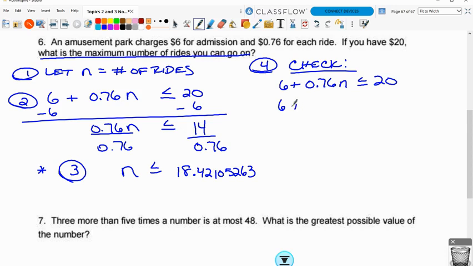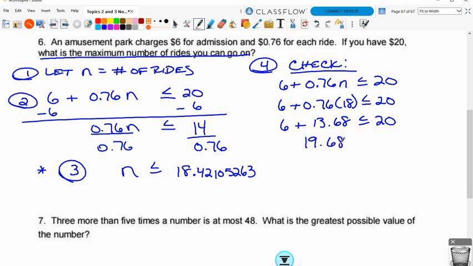So I'm going to substitute 18 in for n, and I'm going to follow the order of operations. I'm going to multiply first. 76 cents times 18, if you punch that into your calculator, you're going to get 13 68/100. So 6 plus 13 68/100 needs to be less than or equal to 20. Adding 6 with 13 68/100, you would get 19 68/100, or $19.68. Is that less than or equal to $20? Well, it sure is. So that inequality checks.